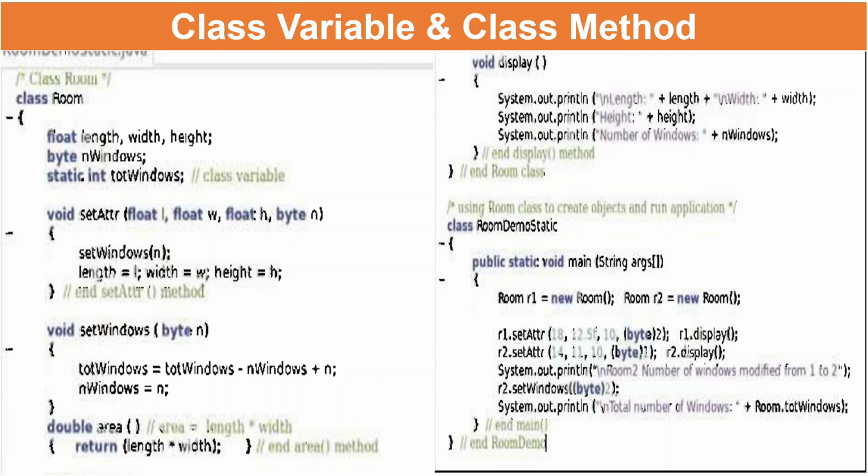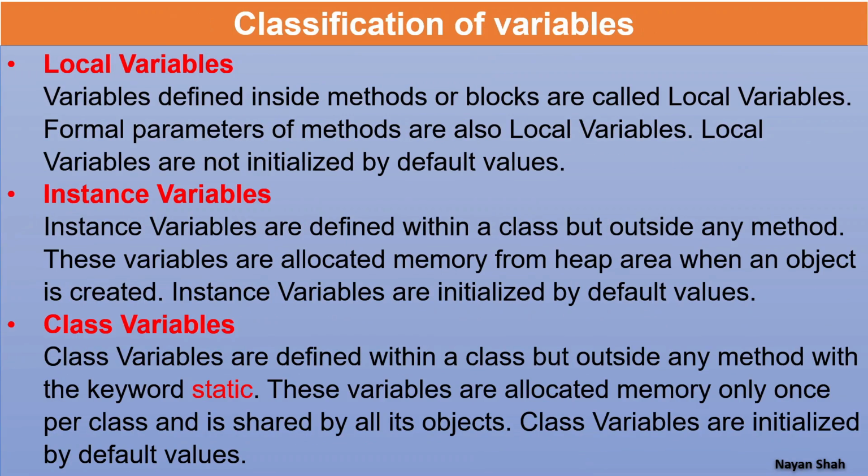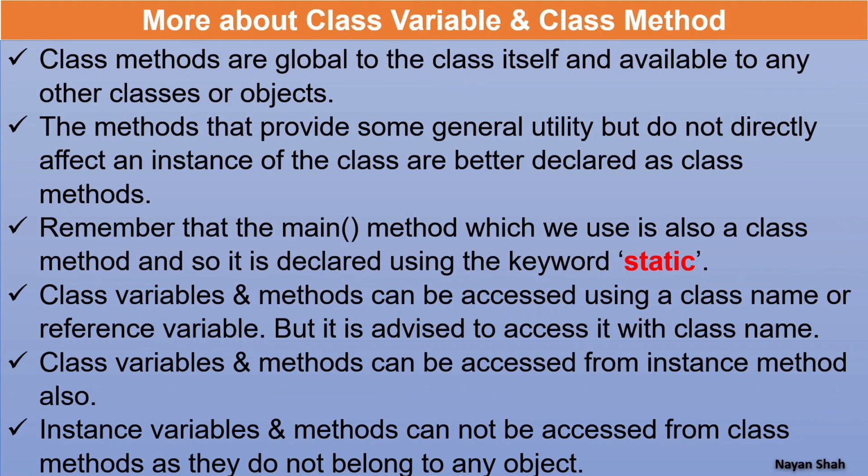That is why when we create an object of the RoomDemo static class, or whichever class has the main method, that main method will not be copied into the object, because it is static. So that is static method and static variable.